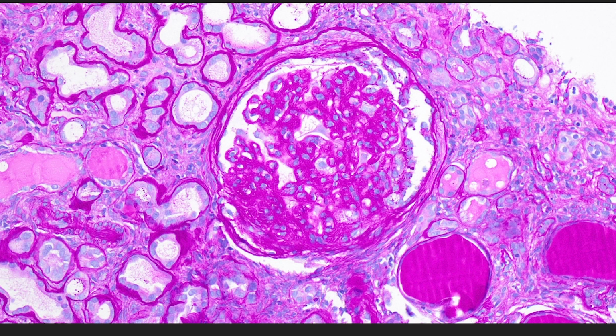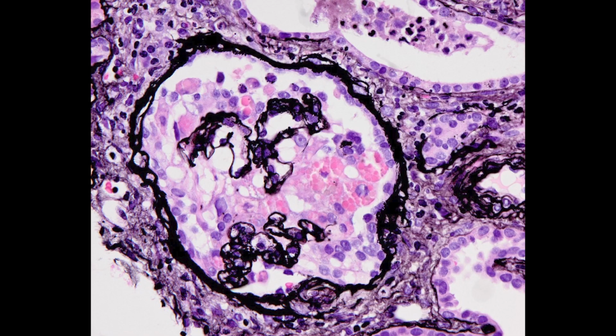Here we can see another glomerulus with some segmental sclerosis. And here we have a glomerulus using the Jones stain. We can see that the capillary loops are collapsed. We have epithelial cell hypertrophy over here, and also some resorption droplets, protein resorption droplets. So this would fit with a collapsing glomerulus.